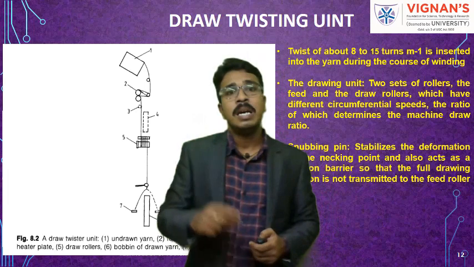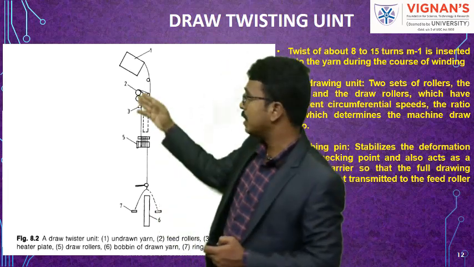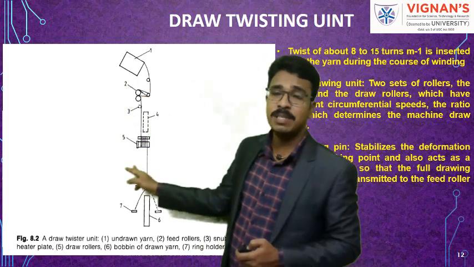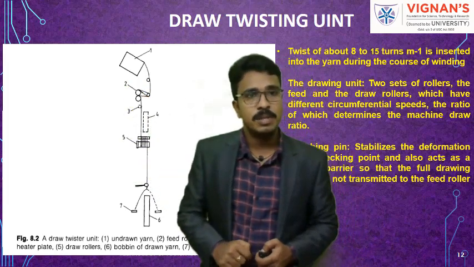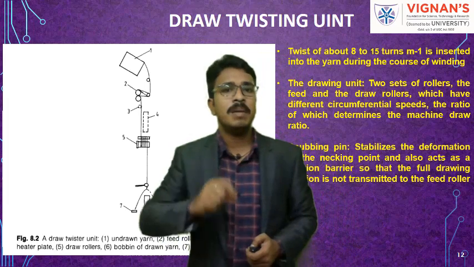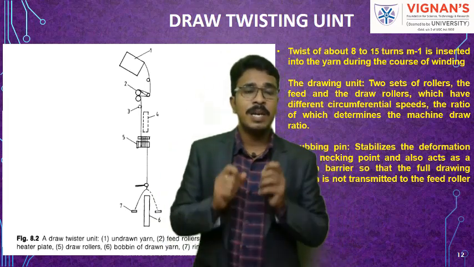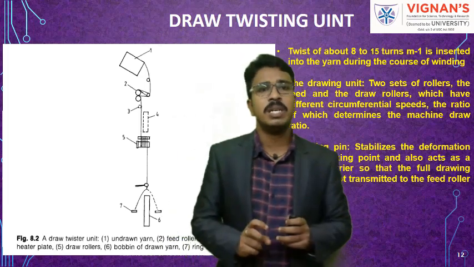Okay, and in between this feed roller, you can see here, 2 is the feed roller, and 5 is the drawing rollers. In between these two we have an element called the snubbing pin. So it has a very, very important role here.